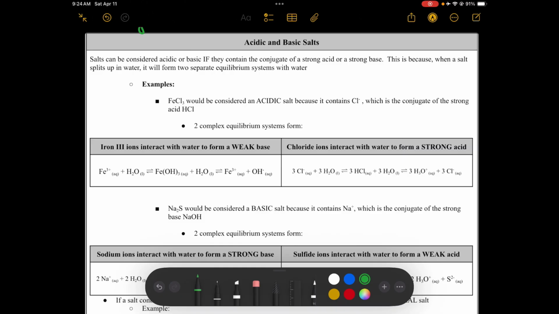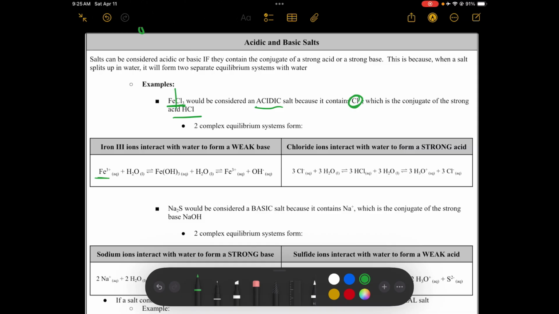So let's look at an example. Iron(III) chloride, FeCl3, is going to be considered an acidic salt. The reason for that is because this chlorine comes from a strong acid, right? And so the stronger the thing, that means that it can push the acidity or basicity of the solution. So let's look at the equilibrium systems that both of those things form, right? We have our iron, we have our chlorine.